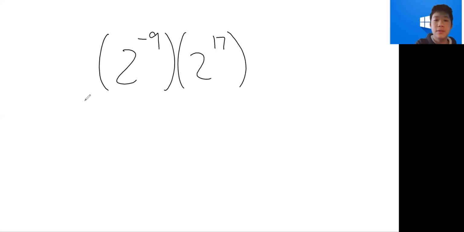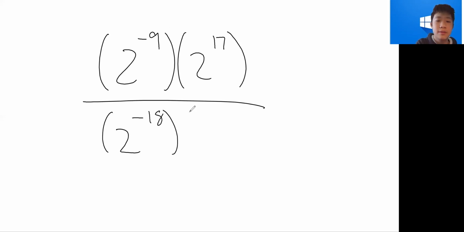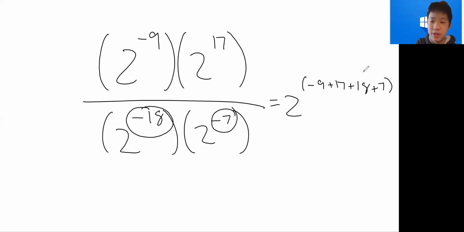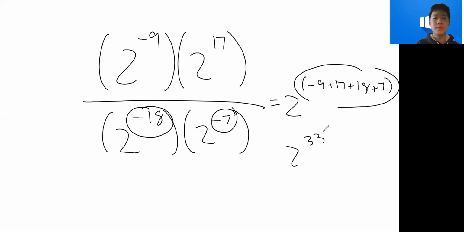All right, I'll give you another problem. What is 2 to the negative 9, 2 to the 17, divided by 2 to the negative 18, 2 to the negative 7? This is a little tricky here. So using all the properties we know, we just add everything on the top, subtract everything on the bottom. 2 to the negative 9 plus 17. I'm going to have to subtract negative 18, which is the same thing as adding 18. We're going to have to subtract negative 7, which is the same thing as adding 7. All right? So once we have this, it's pretty easy to do. I think this is 33. I might be wrong.